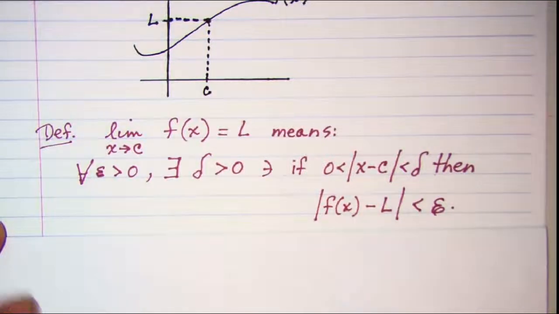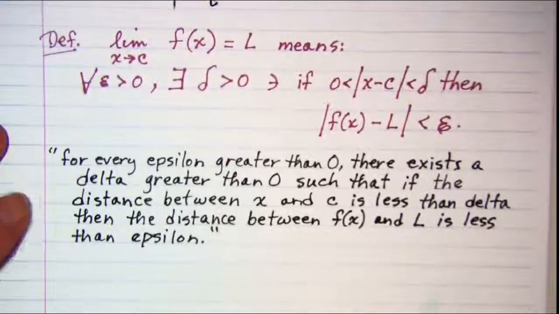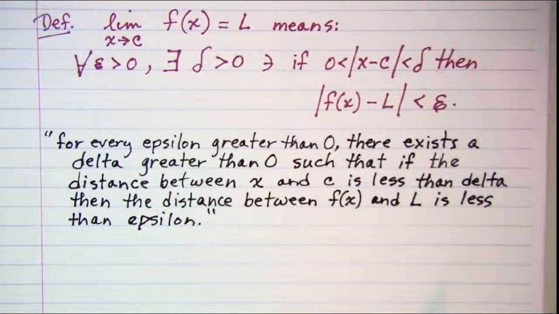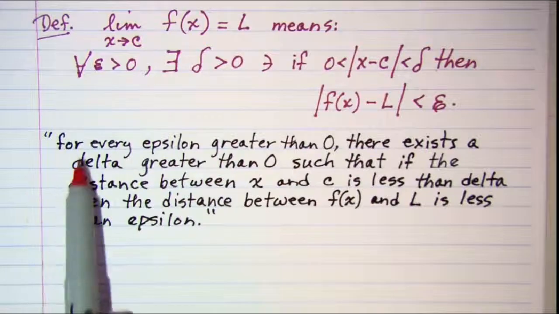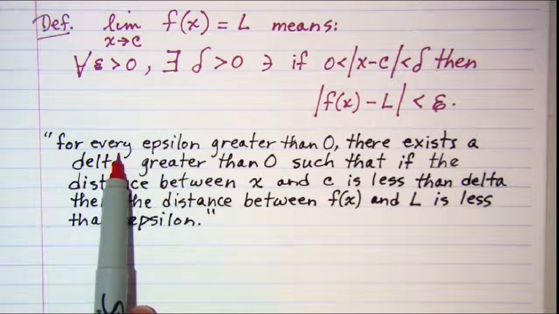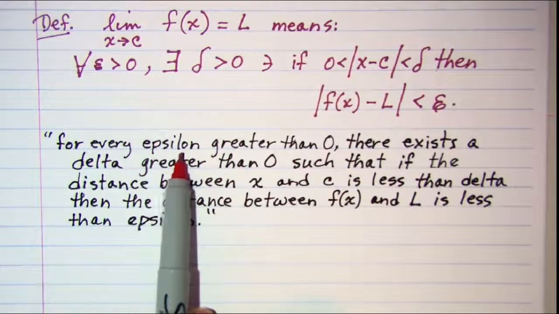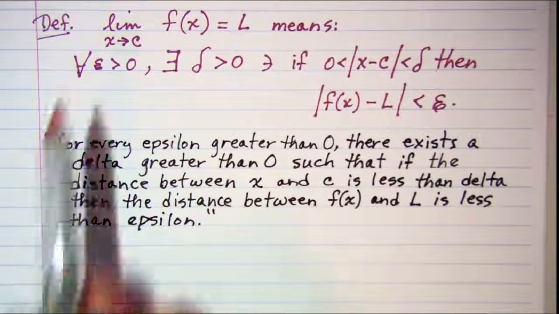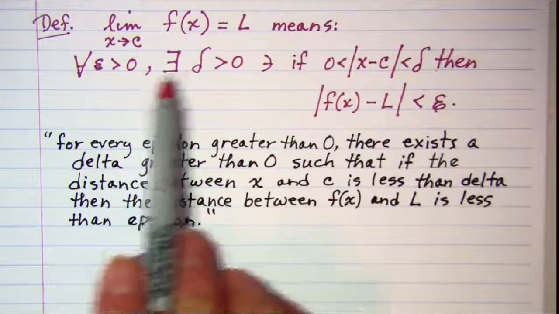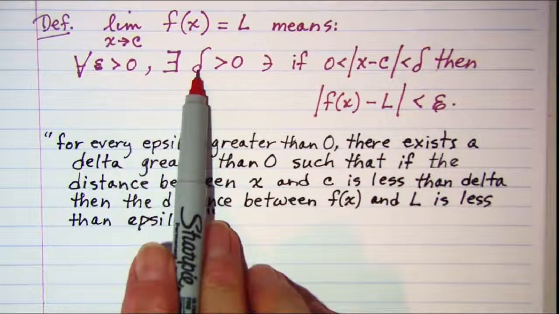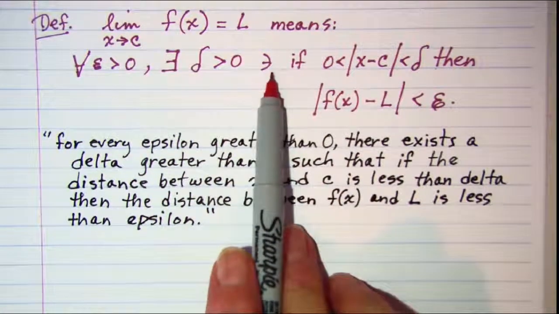Now let me show you that written out in words. So if you want to copy it down, you can. This symbol is the symbol for every. This is the Greek letter epsilon. This is there exists, and this is the Greek letter delta. This symbol stands for such that.